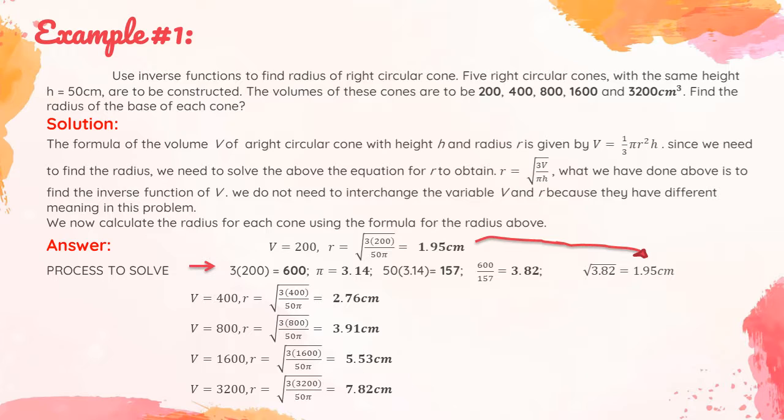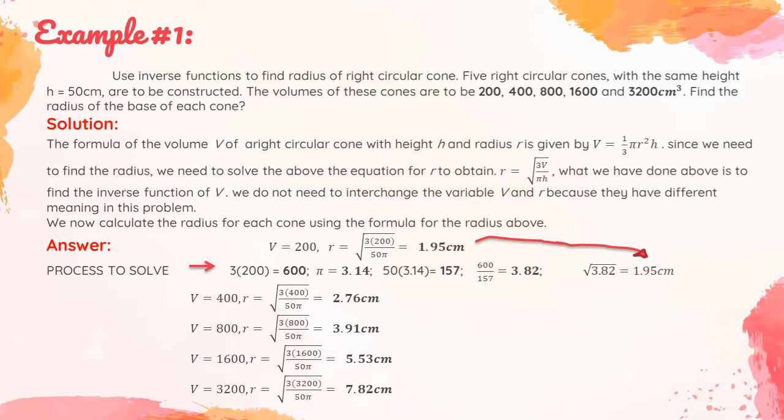Radius equal to square root of 3 times 400 over 50 pi equal to 2.76 centimeters. So, how to solve this? So, 3 times 400, then yung ating pi pa rin po ay 3.14, hindi po siya nabagbago. 50 times 3.14, so 157 pa rin po yan. Then, kung ano po yung magiging sagot natin sa numerator and the denominator, paki-divide lang po. So, ang answer natin dito sa ating 400 para sa radius ay 2.76 cm.